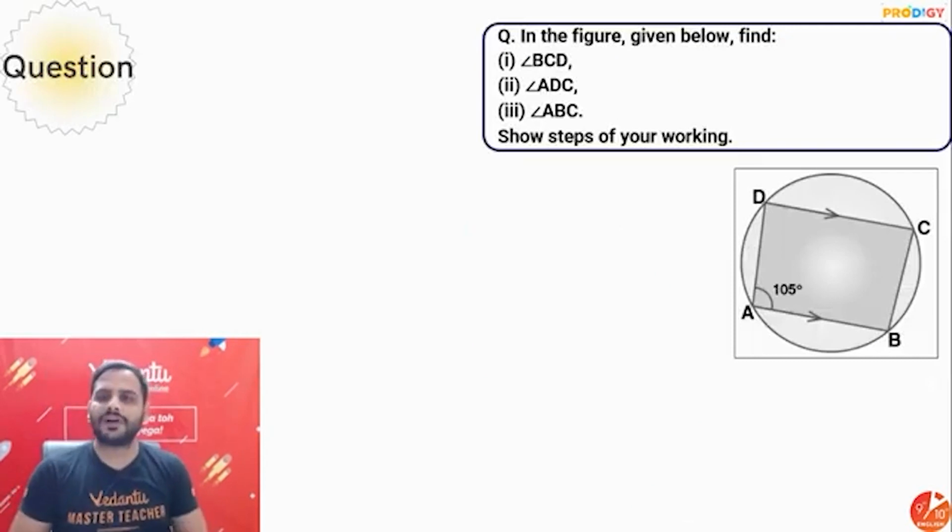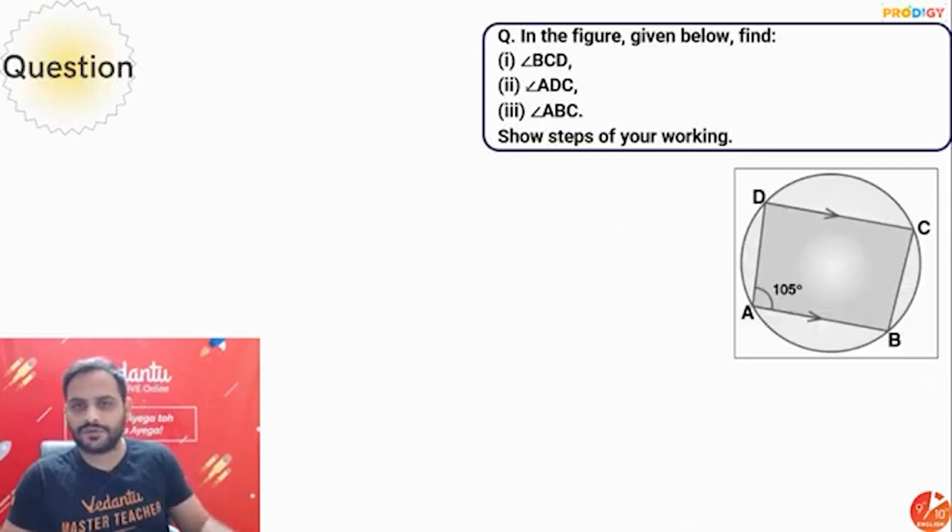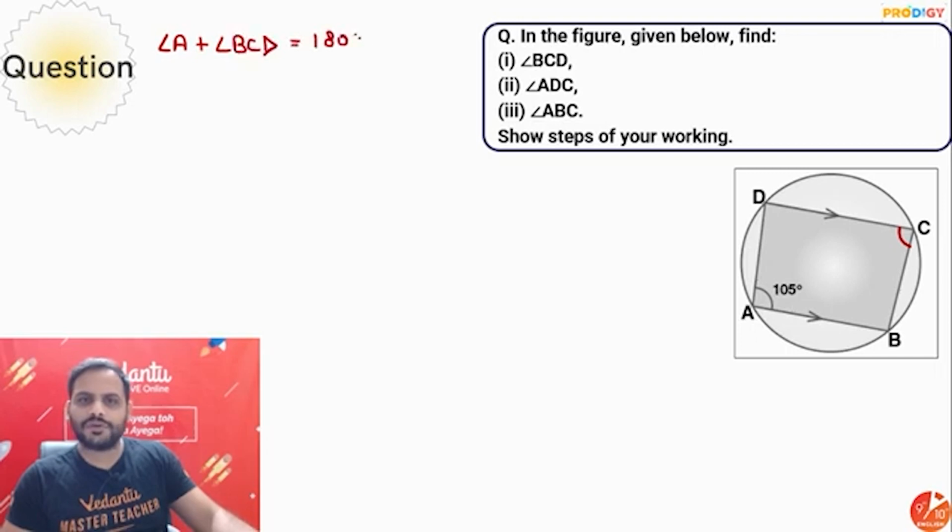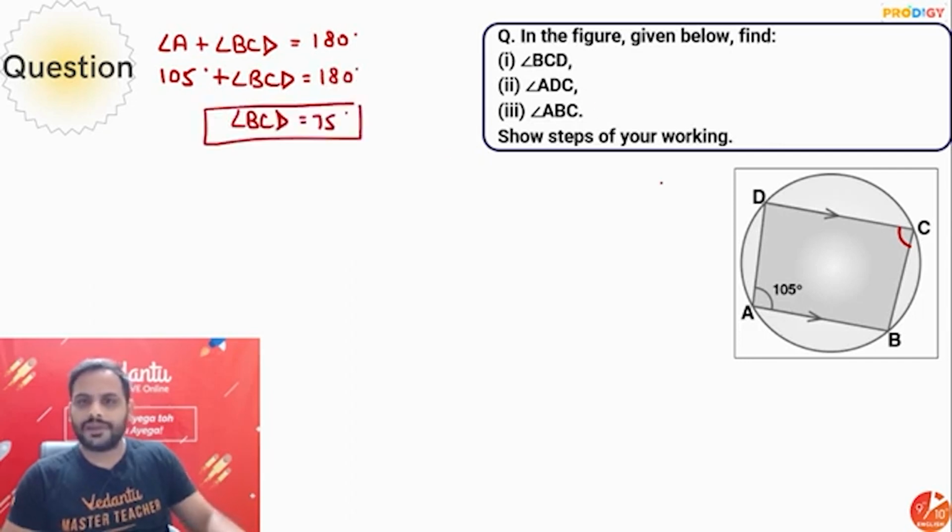In the given figure, what do we need to find out? We need to find out angle BCD. So angle BCD we can easily find out. I can say angle A plus angle BCD, which is angle C, is equal to 180 degrees, because they are the opposite angles of a cyclic quadrilateral. A, B, C, D, all four are present on the circle. So angle A is 105 plus angle BCD is equal to 180. You will get angle BCD as 75 degrees. Simple.